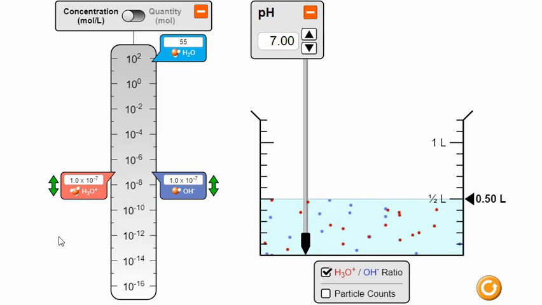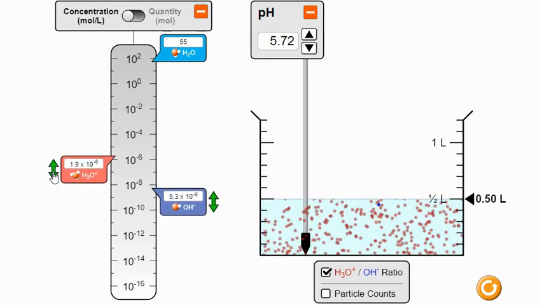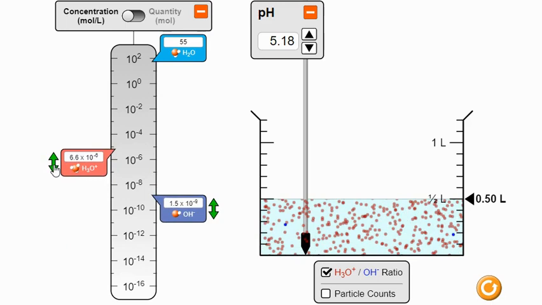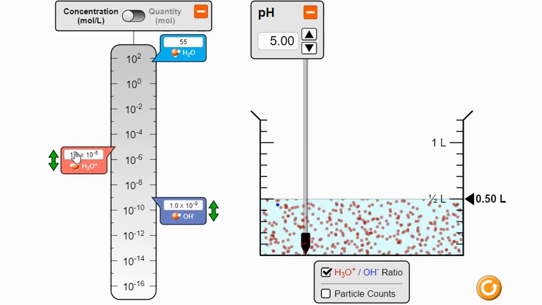If you make a solution acidic by adding an acid, which will increase the concentration of hydronium ion, it's automatically going to decrease the concentration of hydroxide ion in response. Quantitatively, if you multiply these two concentrations together for an acidic solution, it will still equal 1 × 10⁻¹⁴. Visually, you'll notice there's more hydronium than hydroxide in solution.